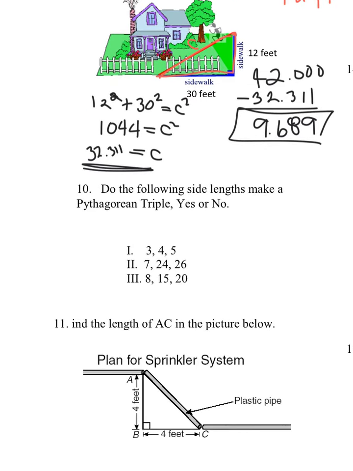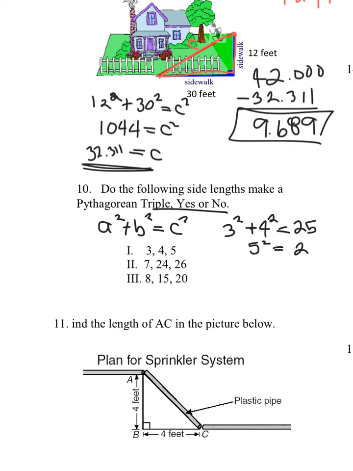Do the following side lengths make a Pythagorean triple? Yes or no? This is, does a squared plus b squared equal c squared? It's not acute, right, or obtuse. It's yes or no. Okay, so that's the first part. So you got to test each one out. 3 squared plus 4 squared, 25. 5 squared, 25. Are they equal? So that's yes.